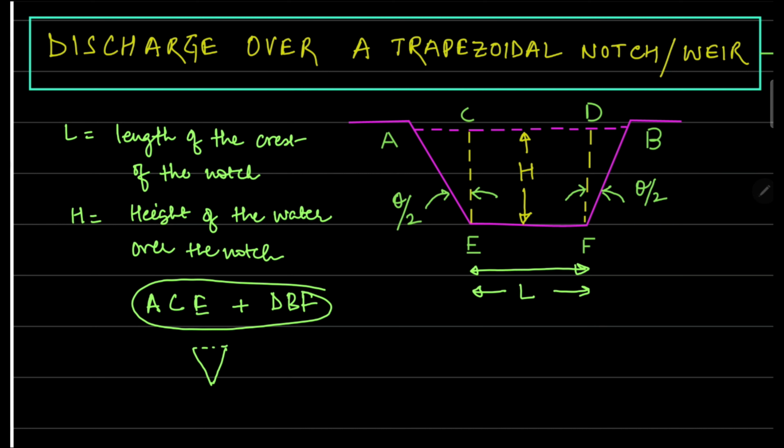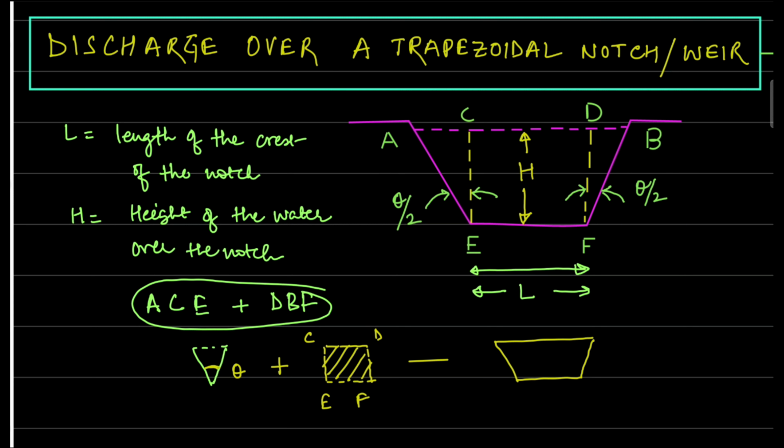You can see this is theta by 2, this is theta by 2, so this will be a theta. And another thing, this is your points C, D, E and F. This is a rectangular notch, and if you club this, this will look like a trapezoidal notch. So the expressions we have used for the triangular notch as well as the rectangular notch, if we combine them, we will get an expression for a trapezoidal notch.